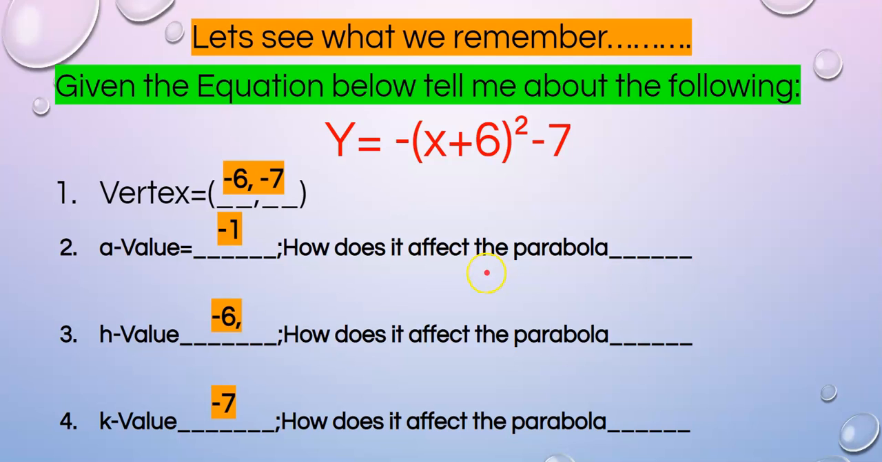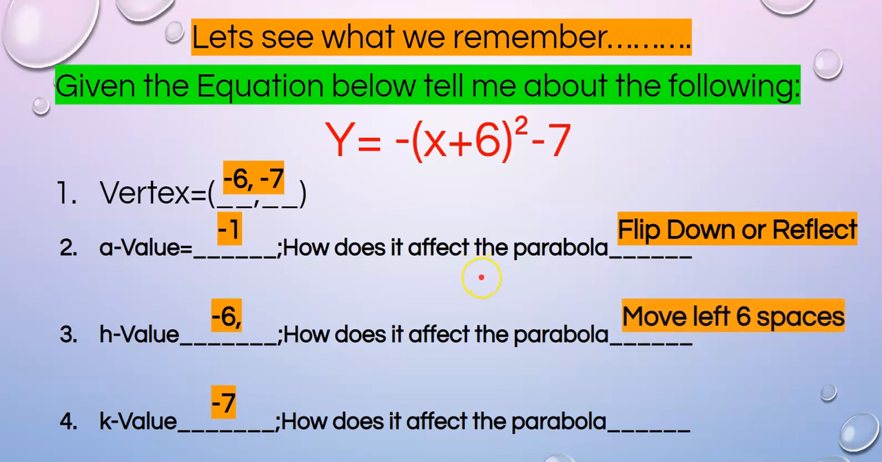Now, let's go back to the a value. How does that a value being -1 affect the parabola? Well, it causes the parabola to reflect or flip down. The h value causes the parabola to move left or right. In this case, it causes it to move left because that h value is a +6, but technically it's the opposite, so we say the h value is -6.